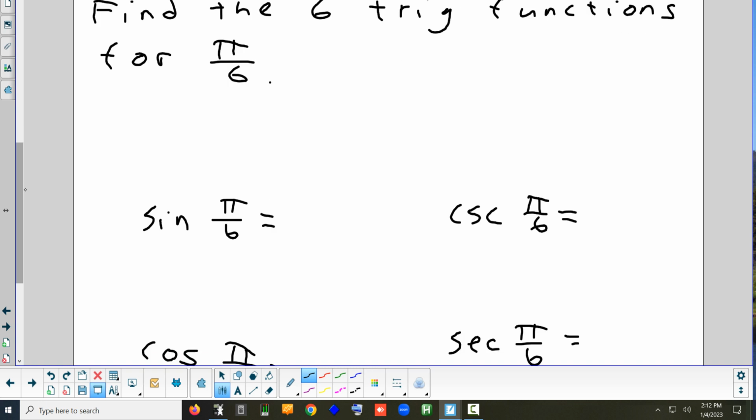Okay, so it says find the 6 trig functions for pi over 6. I talked about that earlier, so you might see it. So you've got to know which one that is. What's pi over 6? Yeah, 30. That's your 30.